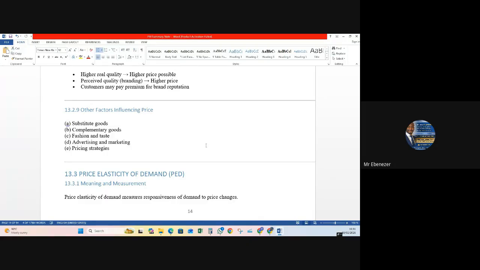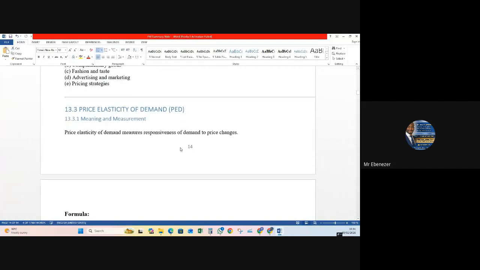Now, we have price elasticity of demand. Price elasticity means the degree of, okay, let me read it out first before I explain. The degree of responsiveness of demand to changes in price. That is, how do you personally respond to the changes in price of a particular commodity? Personally, right?